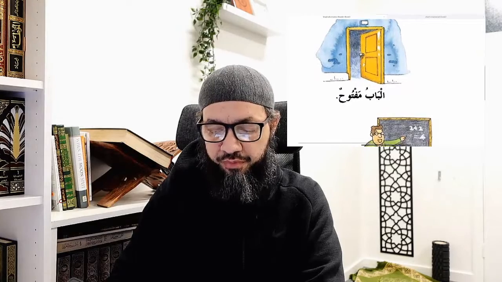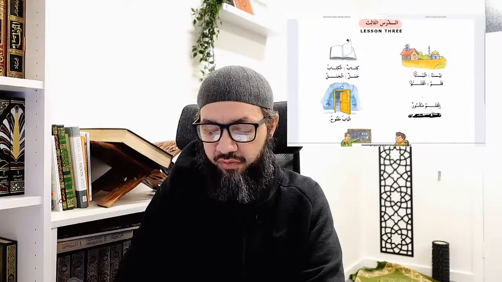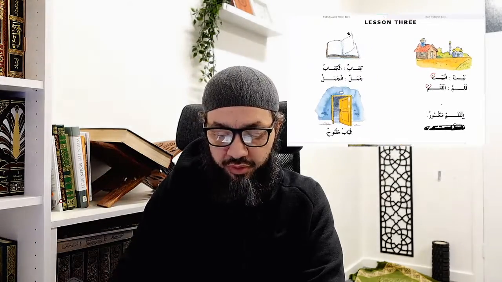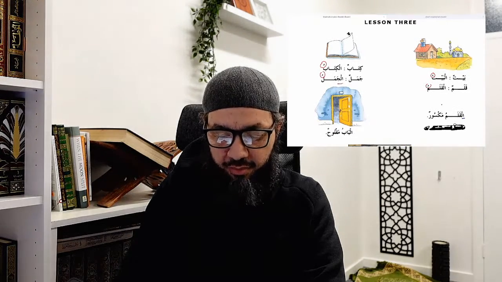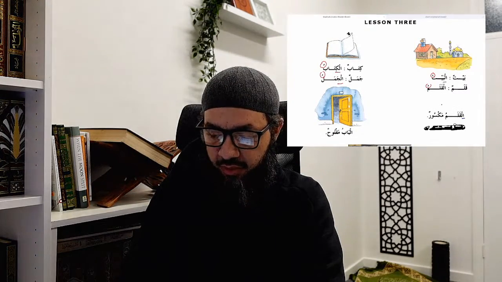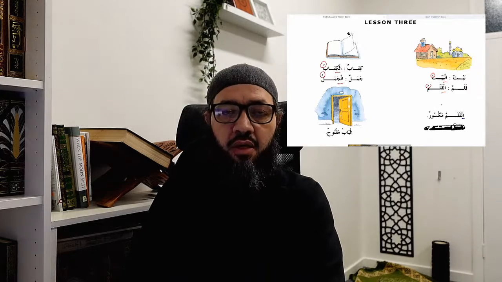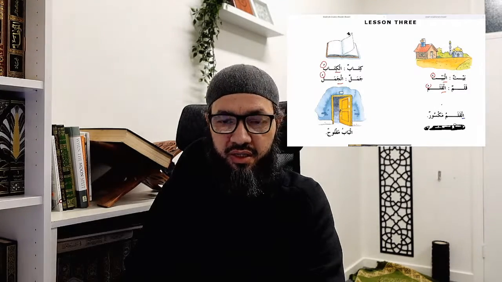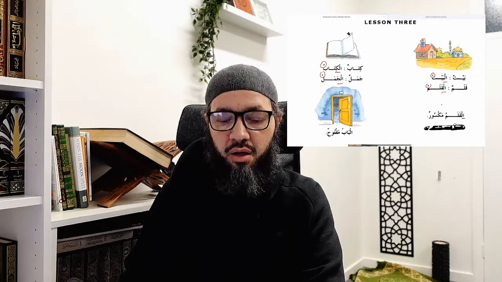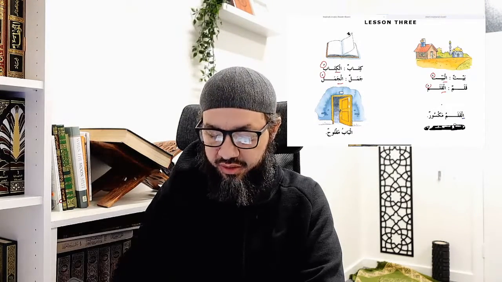Let's go over here. Kitabun, al-kitabu, jamalun, al-jamalu. A book, the book. A camel, the camel. That's giving you an example of what happens to the word when you add alif and lam. And all four of these words begin with a moon letter. So you know ba, qa, ka, ja, these are all moon letters.